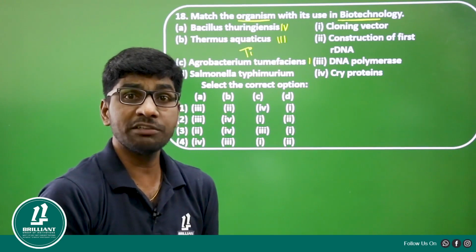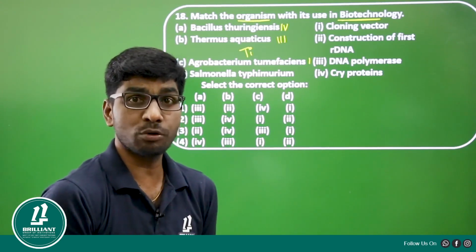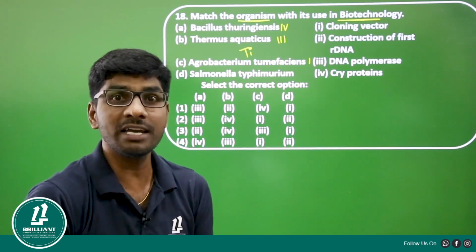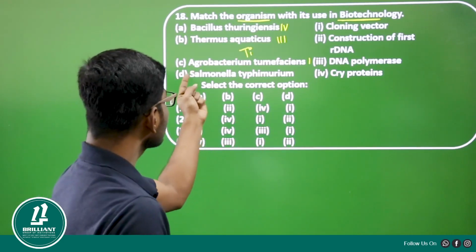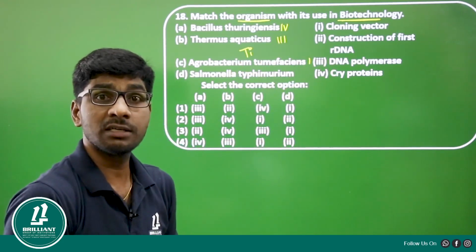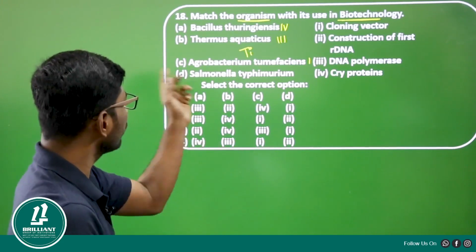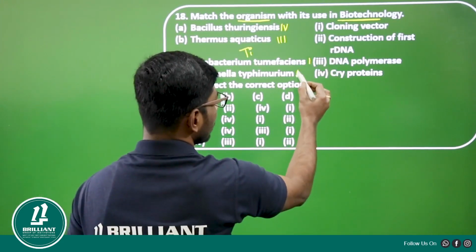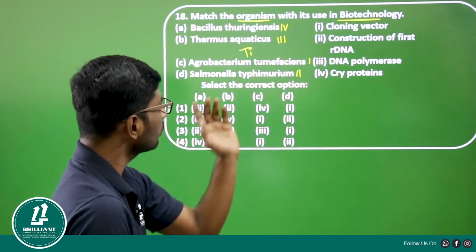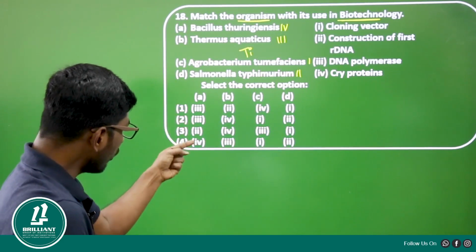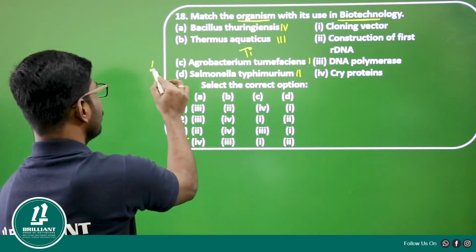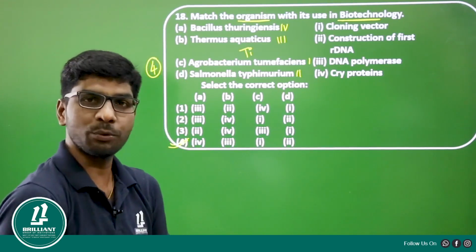So look at D, Salmonella typhimurium. In the year 1972, there were two scientists called Cohen and Boyer. For the first time, they constructed rDNA, right? So Salmonella typhimurium, they constructed rDNA. So first constructed rDNA, I'm going with Salmonella typhimurium. So here I can write 2. So the final answer is 4, 3, 1 and 2. Where is the 4, 3, 1 and 2? 4, 3, 1 and 2. So the question number 18 answer is 4. So 4 is the right answer for 18th question.